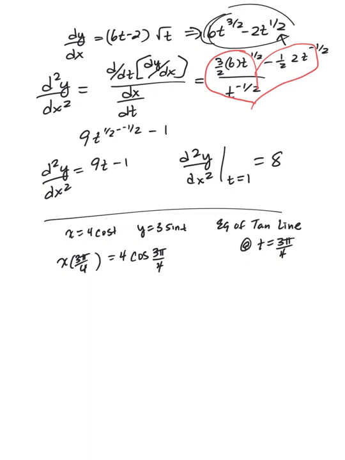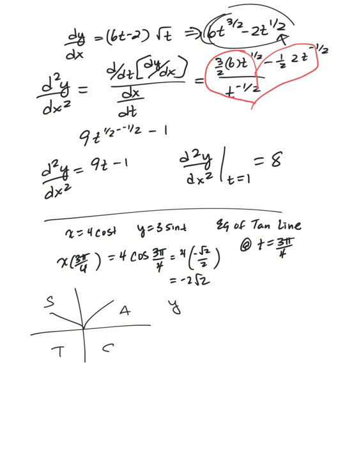Okay, so think about it. You're in the second quadrant. Here's your pi over 4. Here's your 3 pi over 4. So in the second quadrant, we have all students, right? Take calculus. Cosine is negative. So this is just going to be 4 times negative root 2 over 2. What does that simplify to? Negative 2 root 2, right?